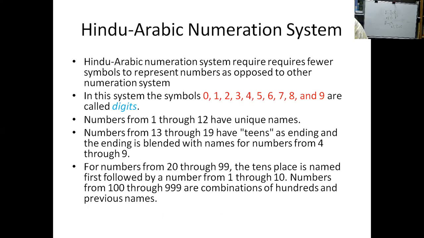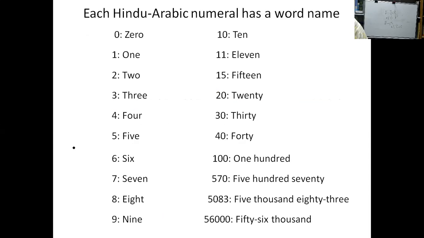Numbers from 100 through 999 are a combination of hundreds and previous names, so 101, 102, 103, and 115, 120, and it goes on.